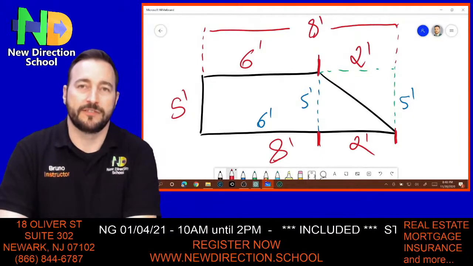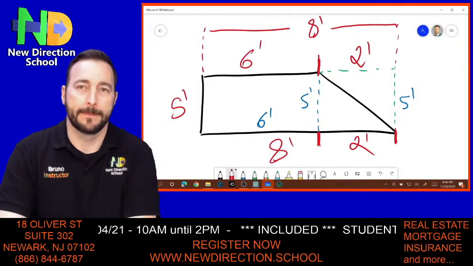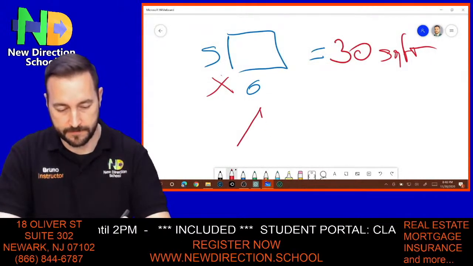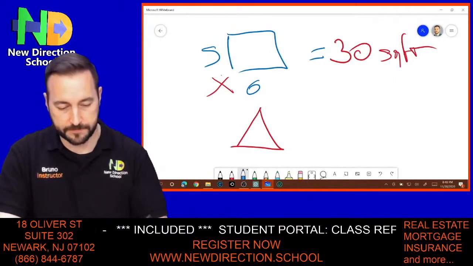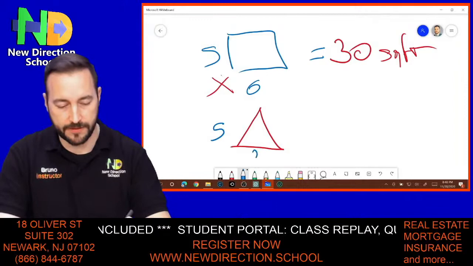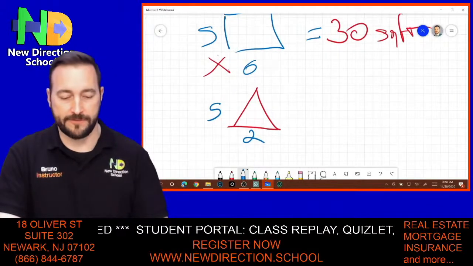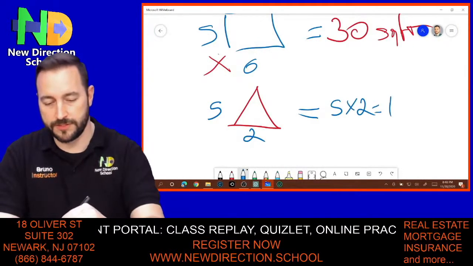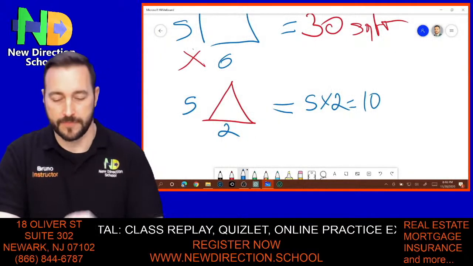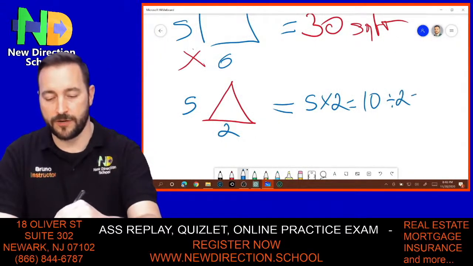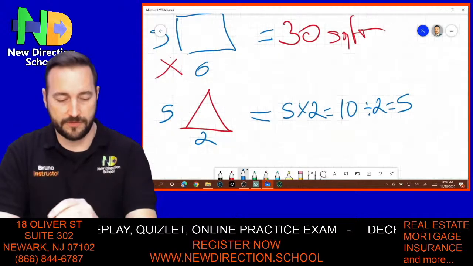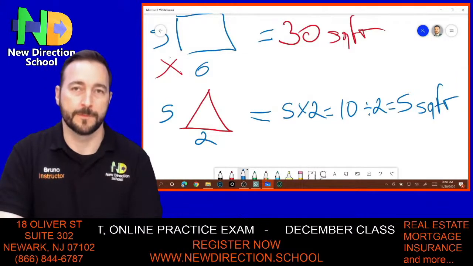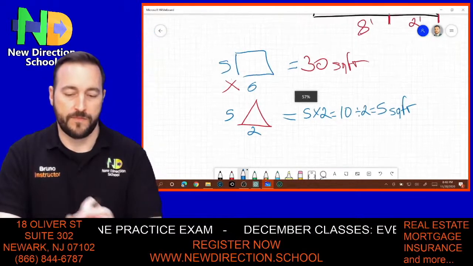So now, do we have enough numbers to calculate the area? We do. The triangle now is, okay, the triangle now is 5 and 2. So all we have to do is the 5 times 2, which equals 10, right? And then because it's a triangle, it's half a square, we divide by 2. So the area of this triangle is 5 square feet. Okay?